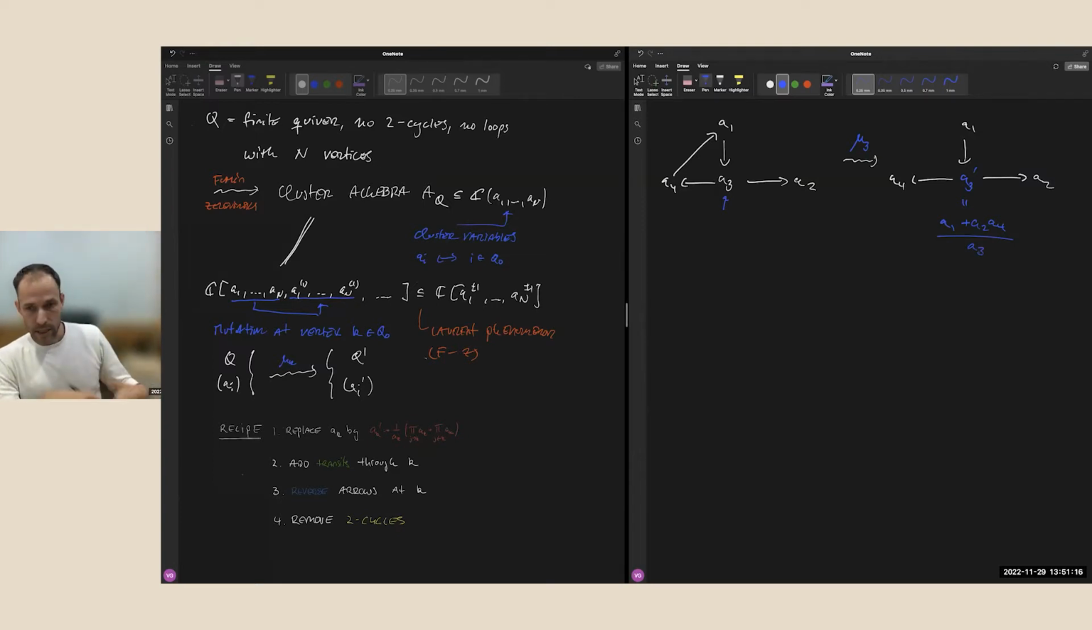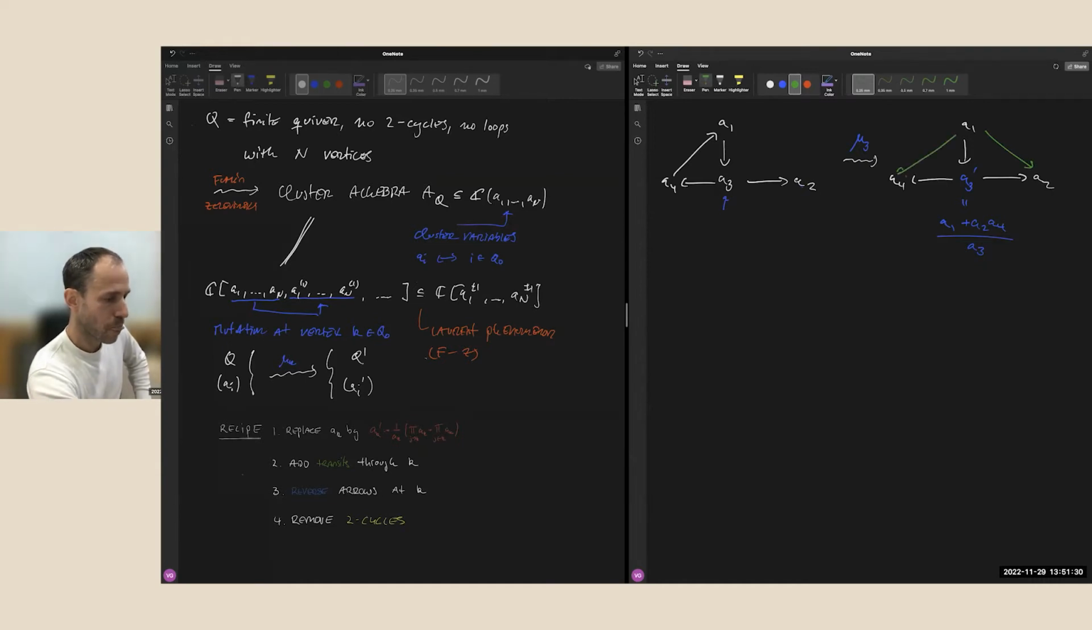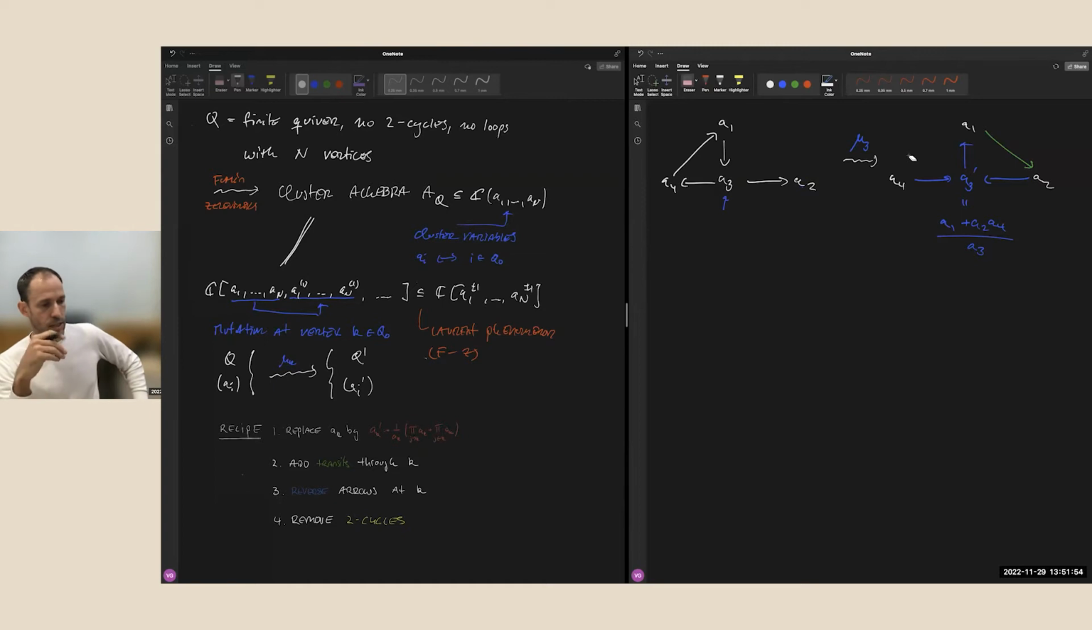Now we have to mutate the quiver. For this, we add transits through k. By this, I mean we have an arrow from the first vertex to the third and outgoing arrows to 2 and 4. So we get transits from 1 via 3 to 2 and from 1 via 3 to 4. Then we need to reverse all the arrows at k, so k is 3. And finally, we need to delete 2-cycles. So we delete our 2-cycle here. And this is the mutated quiver with the mutated cluster variables.